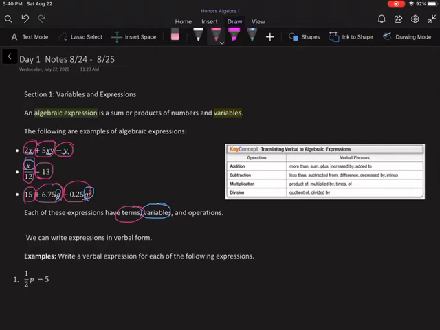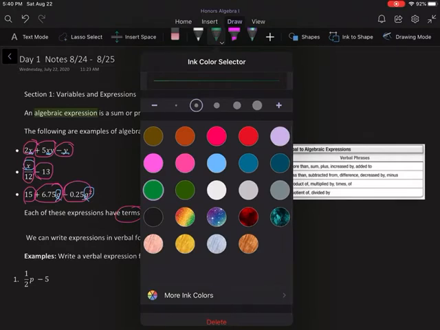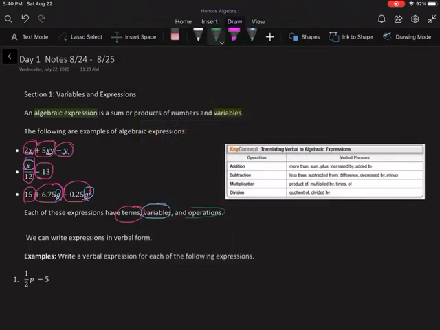Operations. So maybe I circled those operations with the term, right? Our operations, we do have addition here, but we also have multiplication here, right? Okay, we do have multiplication. And then we have multiplication right here, and then we have subtraction, all right? So that's typically, algebraic expressions will have all operations, and we have terms, and within those terms we have variables.